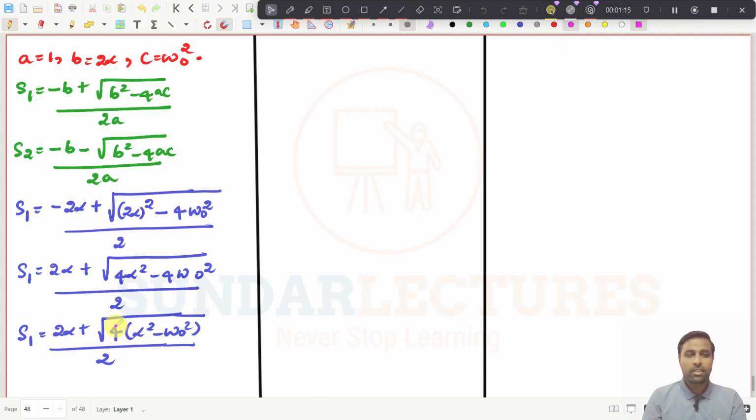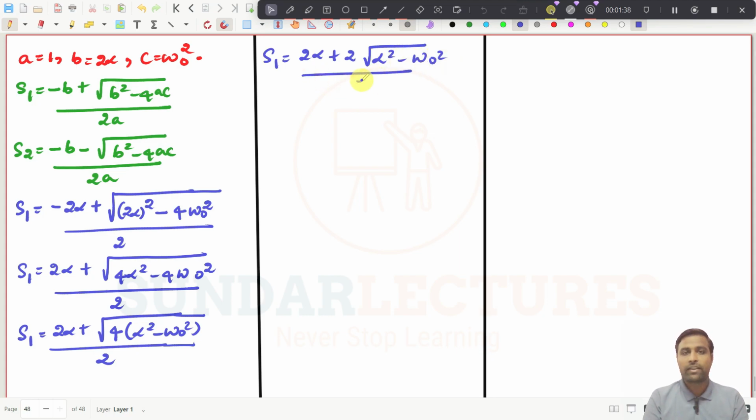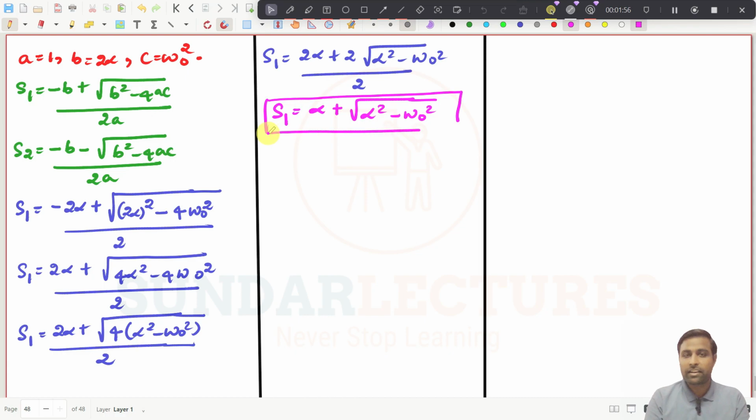Now this 4 can be written as square root of 4 times square root of alpha square minus omega naught square. What is the square root of 4? It will be 2. So take 2 commonly outside: S1 will be 2 alpha plus 2 square root of alpha square minus omega naught square, the whole divided by 2. Every 2 will be cancelled out, and the final S1 value is alpha plus square root of alpha square minus omega naught square. This is the final value of S1.